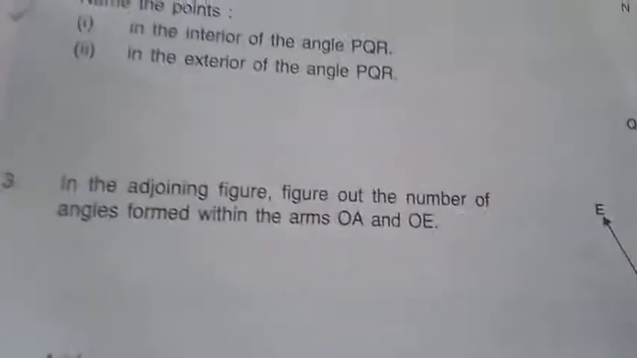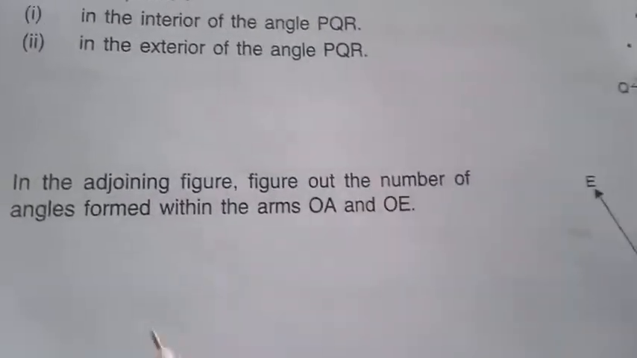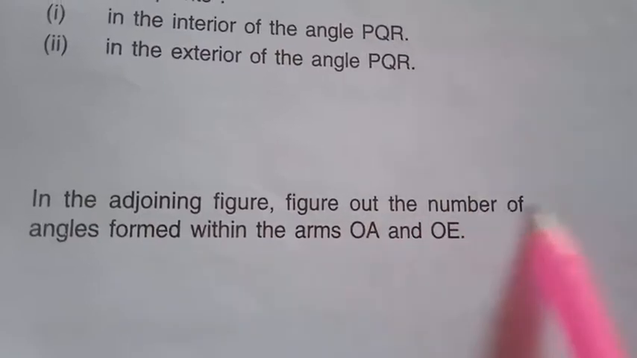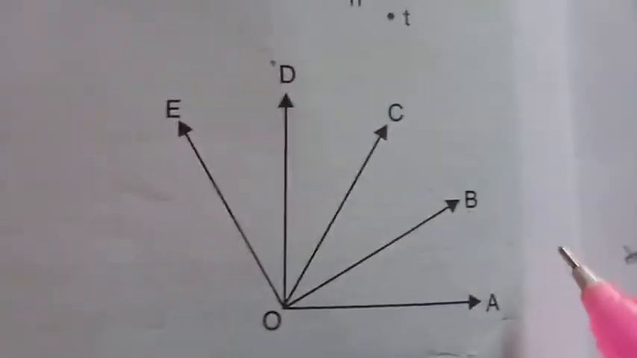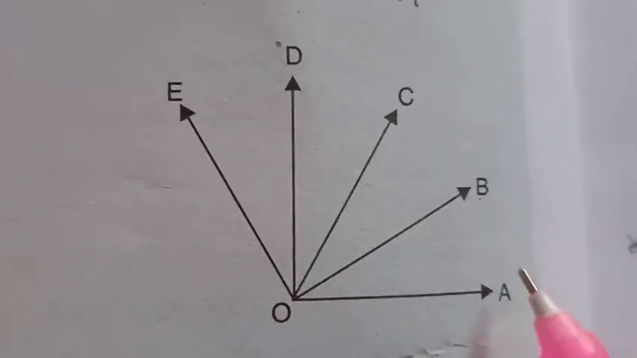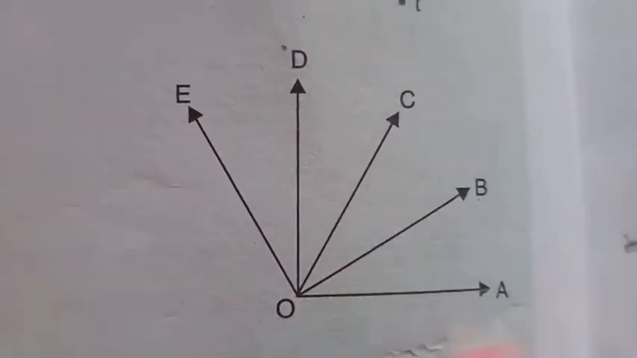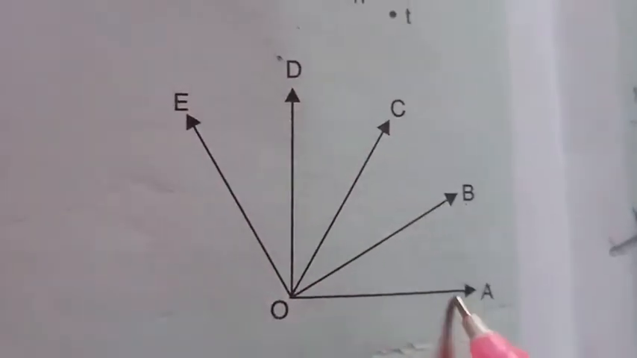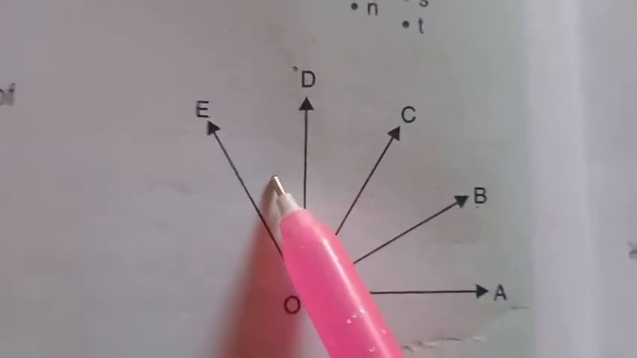Okay, so let's start exercise 24a and we were on question number 3. In the adjoining figure, figure out the number of angles formed within the arms OA and OE. So you can see the figure and it is said to name the angles which are formed between OA and OE. So the number of angles we are going to check.